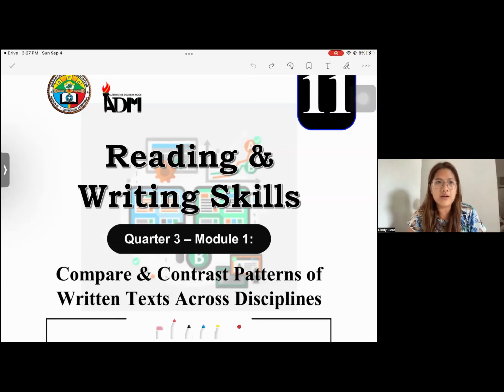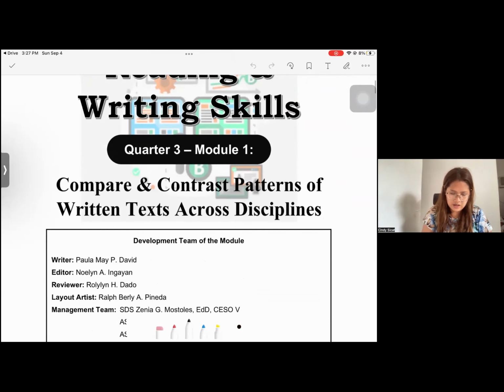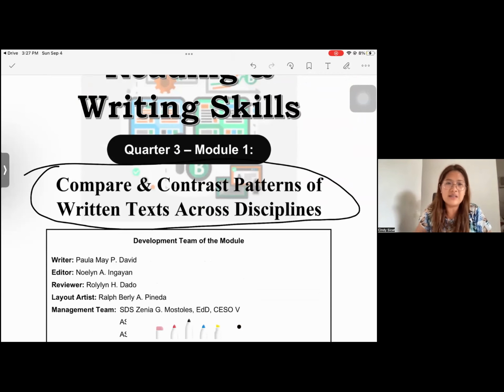So, for today, we are going to talk about reading and writing skills. This will be for the first module. Our topic for today is compare and contrast patterns of written texts across disciplines.